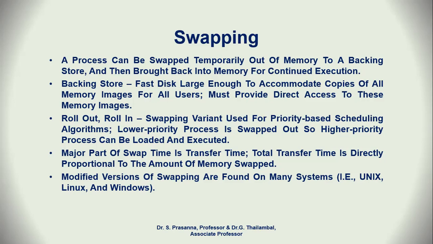This is called the transfer time. So total transfer time is directly proportional to the amount of memory swapped. That means how much memory it is swapping. That particular swapping time is the total transfer time. If it needs some 1 hour to transfer a particular process, the total transfer time is going to be 1 hour. So modified versions of swapping are also found in many systems. This concept of roll-out and roll-in can be seen in a better way in Unix, Linux, and Windows. So the recent versions have this modified version of swapping.